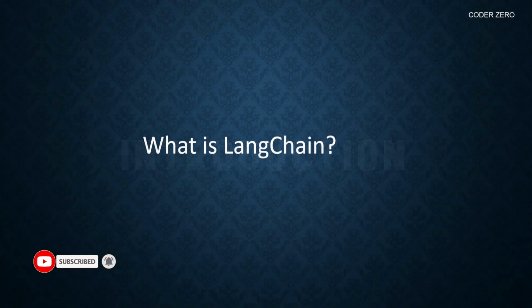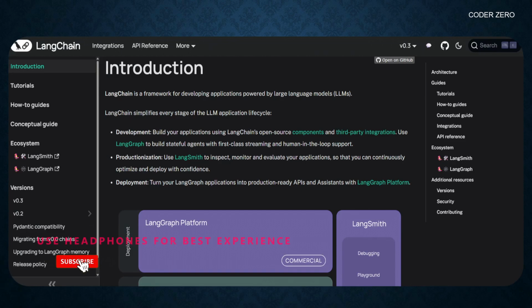Today we'll be talking about LangChain. Now what is LangChain? LangChain is a framework for developing applications powered by large language models. Now let's understand by taking an example.